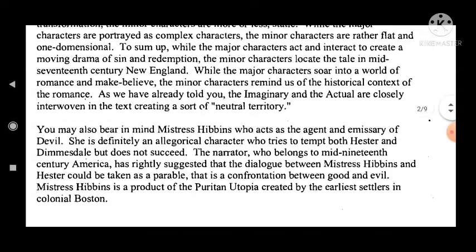You may also bear in mind Mistress Higgins, who acts as an agent and emissary of the devil. She is definitely an allegorical character who tries to tempt both Hester and Dimmesdale but does not succeed. The narrator, who belongs to mid-19th century America, has rightly suggested that the dialogue between Mistress Higgins and Hester could be taken as a parable, that is, a confrontation between good and evil. Mistress Higgins is a product of Puritan utopia created by the earliest settlers in colonial Boston.